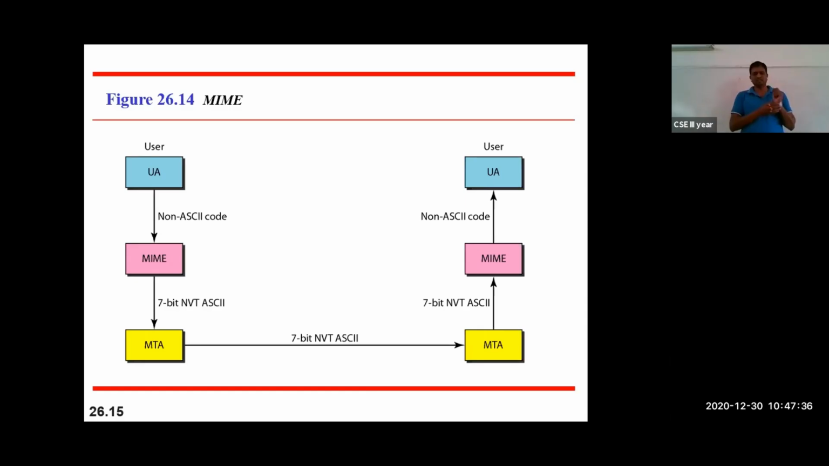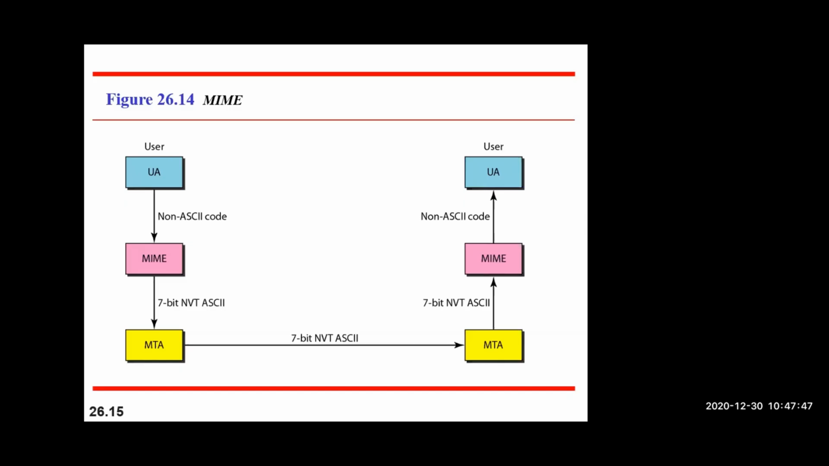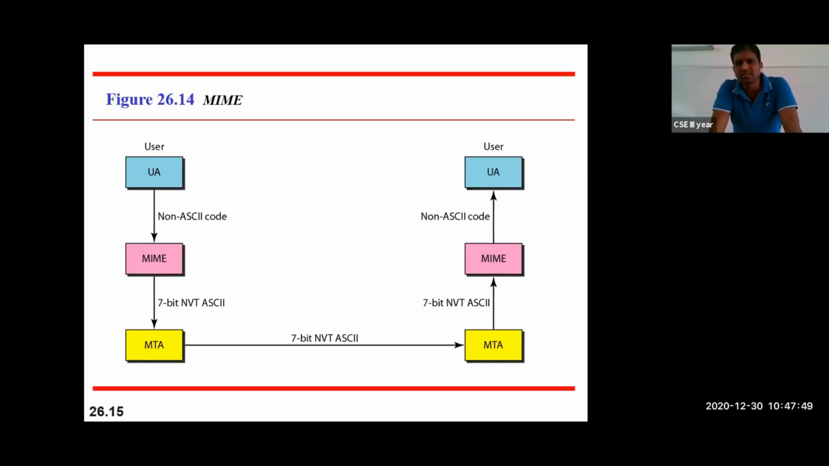7-bit ASCII is only for, someone tell me, 7-bit ASCII is only for? It is only used to convert text, which is numbers and alphabets or some special characters. That's it. Then how can I send a message which includes an image, which includes a video?